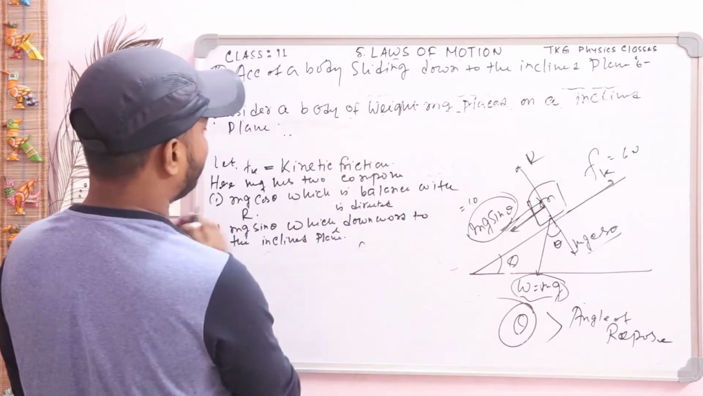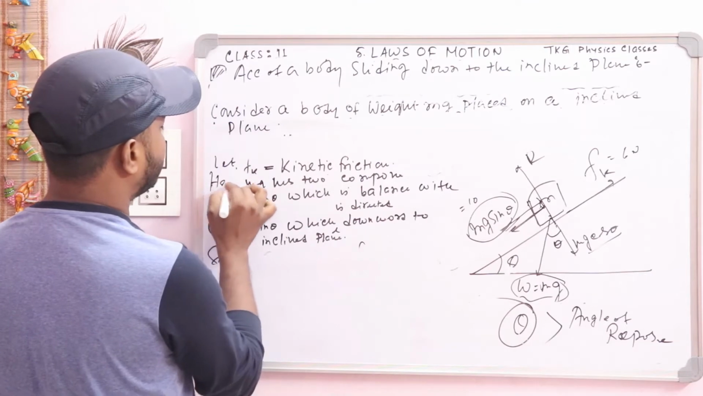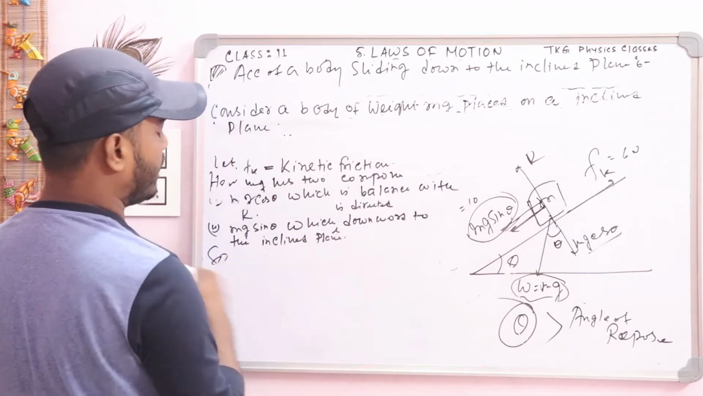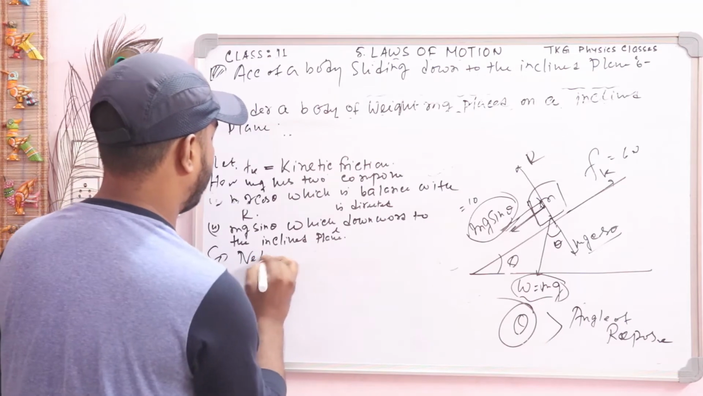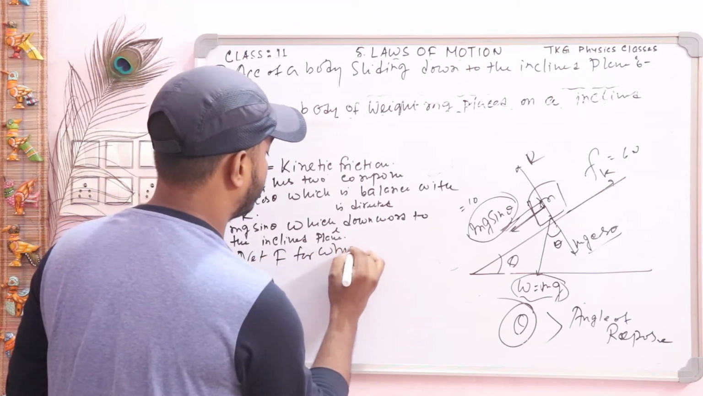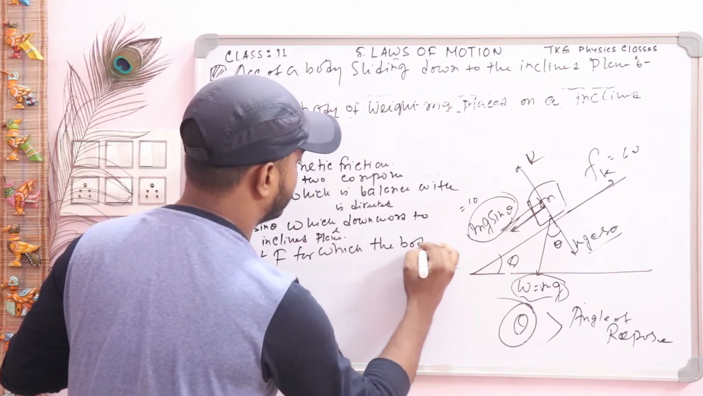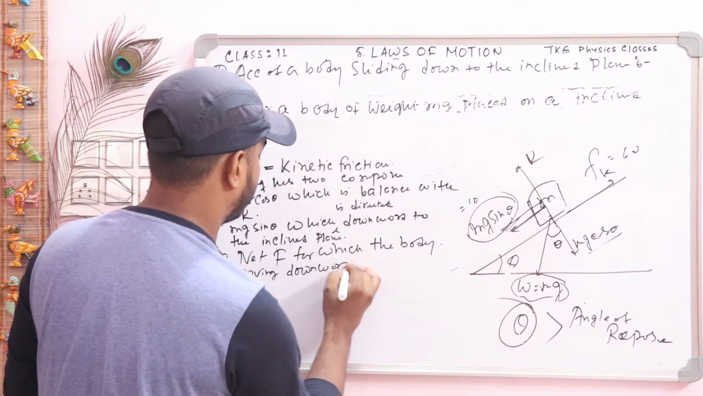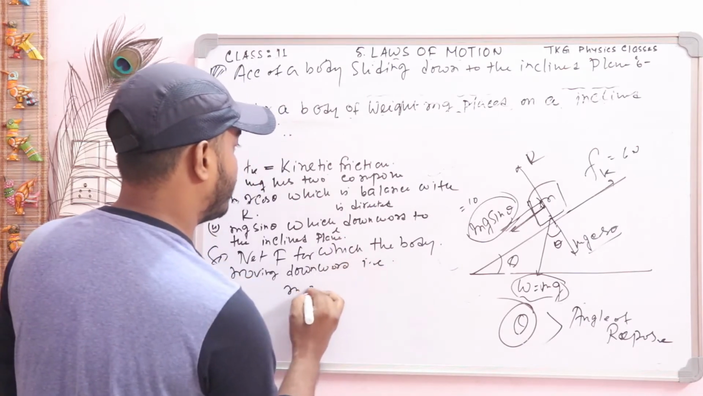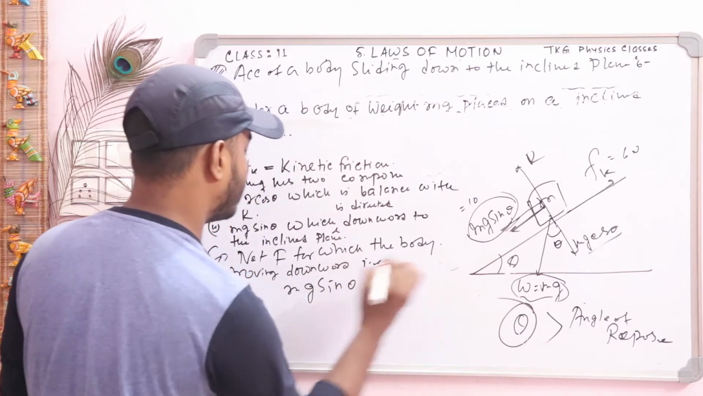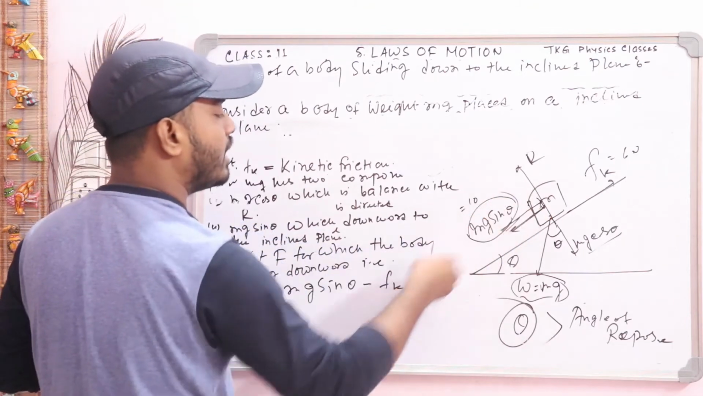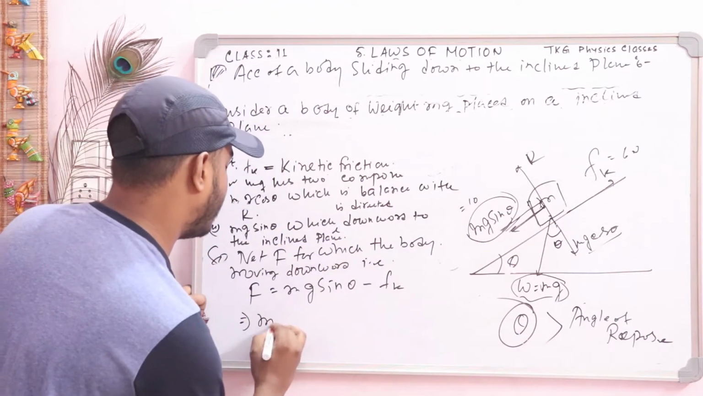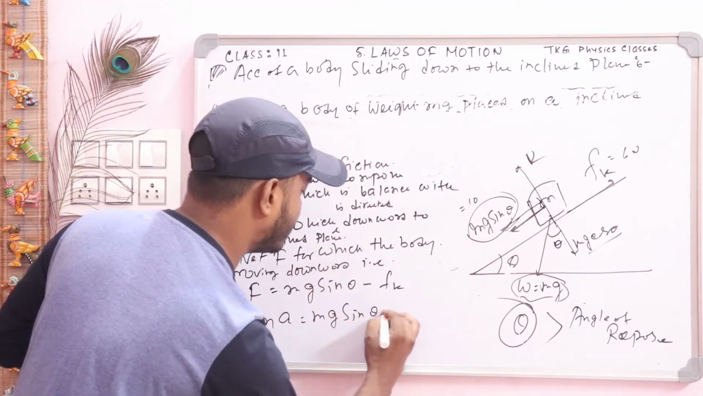Now you write here Fk is the frictional force with the coefficient of friction, and mg is the same thing. Mg has two components: mg cos theta, which is balanced by the normal reaction R, and mg sin theta, which is directed downward along the inclined plane. So the net force for which the body moves downward is mg sin theta minus Fk. This is the net force, because mg sin theta helps the body move downward and Fk opposes the body moving downward. So Fa, that is mass into acceleration, is mg sin theta minus Fk, where Fk is mu k into R.